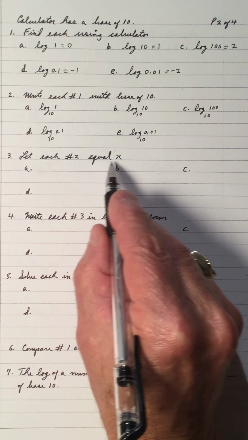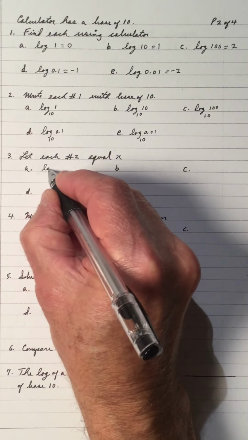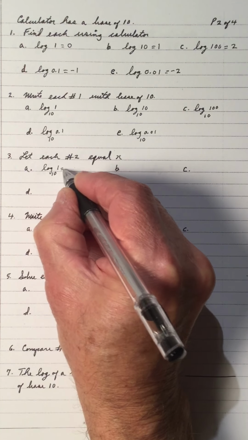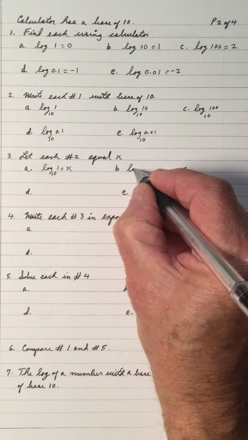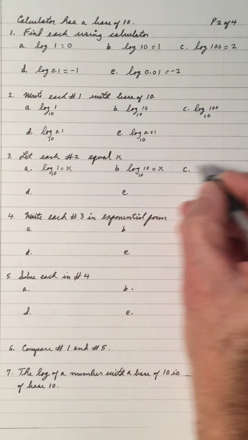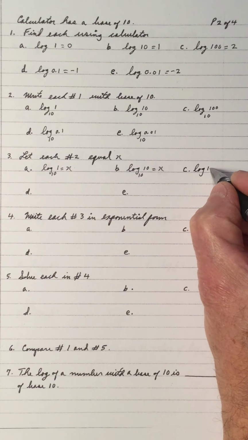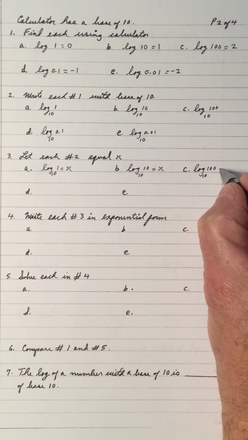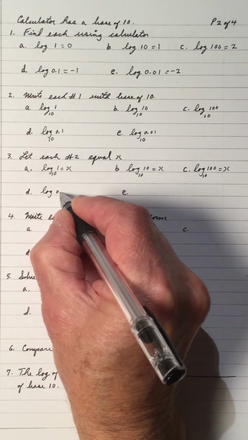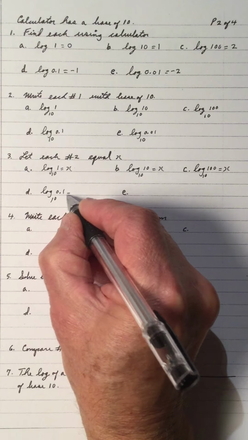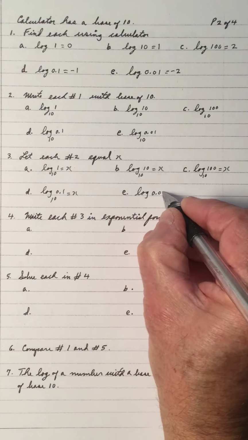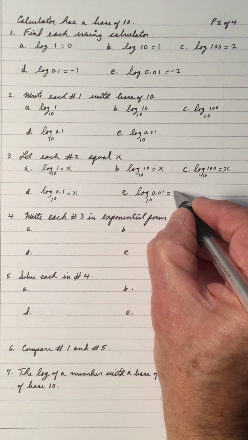Now, let each in number 2 equal x. So the log of 1 base 10 equals x. The log of 10 base 10 equals x. The log of 100 base 10 equals x. The log of 0.1 base 10 equals x. The log of 0.01 base 10 is equal to x.